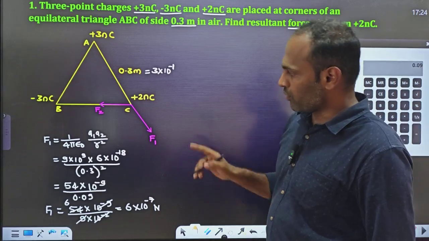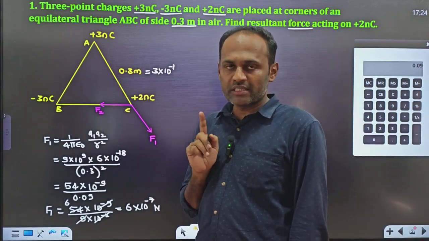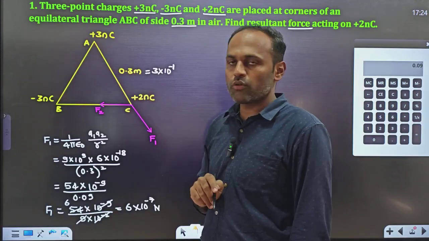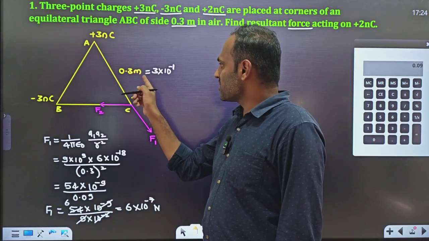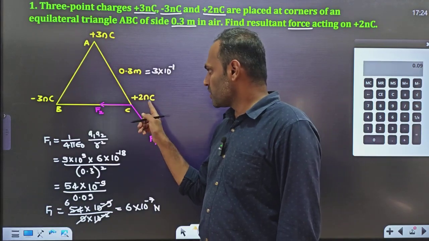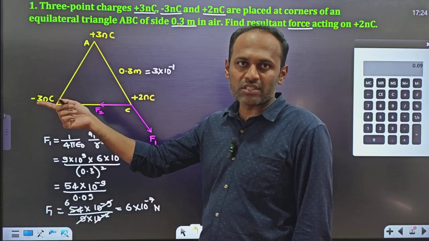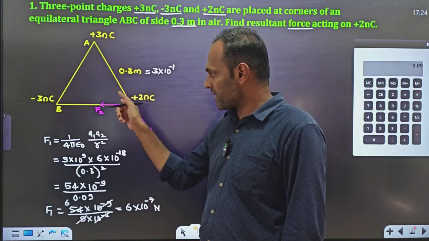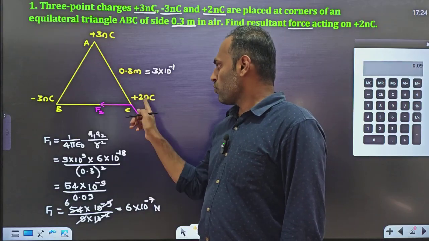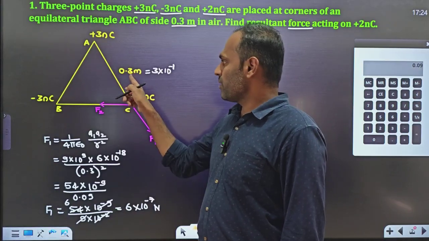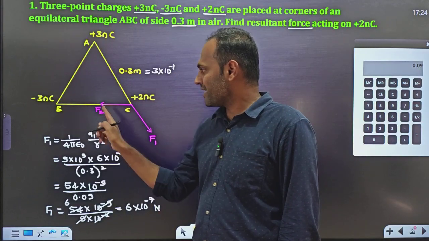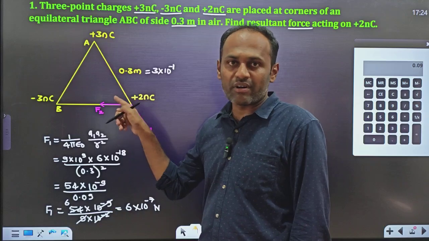Now we'll calculate F2. F1 is the force between plus 3 nanocoulomb and plus 2 nanocoulomb, and the distance between the two charges is 0.3. F2 is the force between 2 and 3, with the charges of the same magnitude. No doubt the polarity is different, because of that only the direction is taken this side. Here also Q1 and Q2 are 2 and 3 only, and the distance between them is again 0.3, because it is an equilateral triangle.